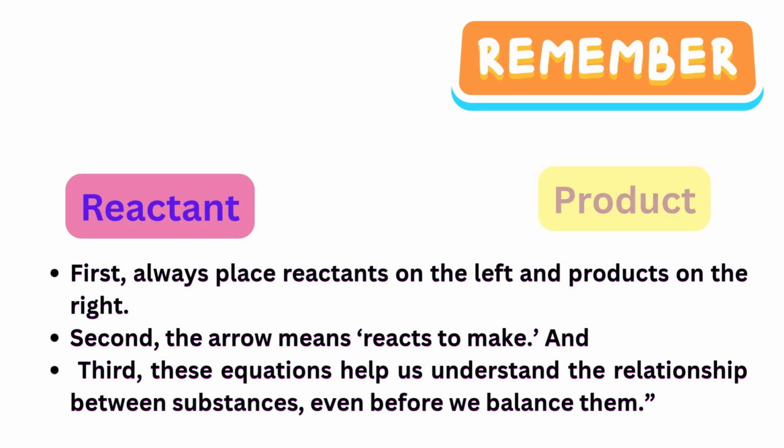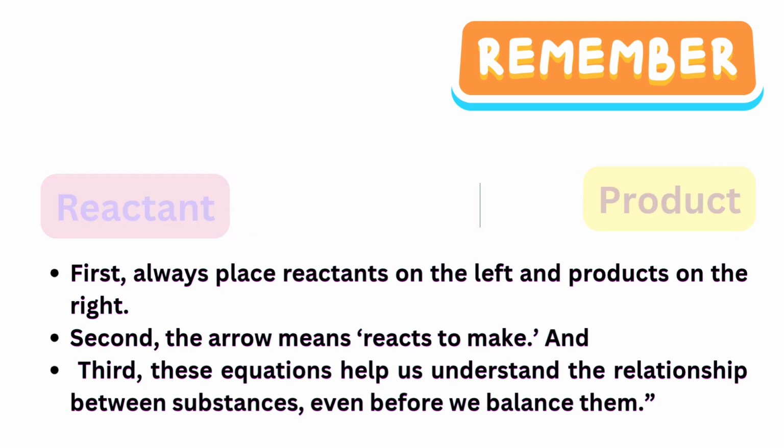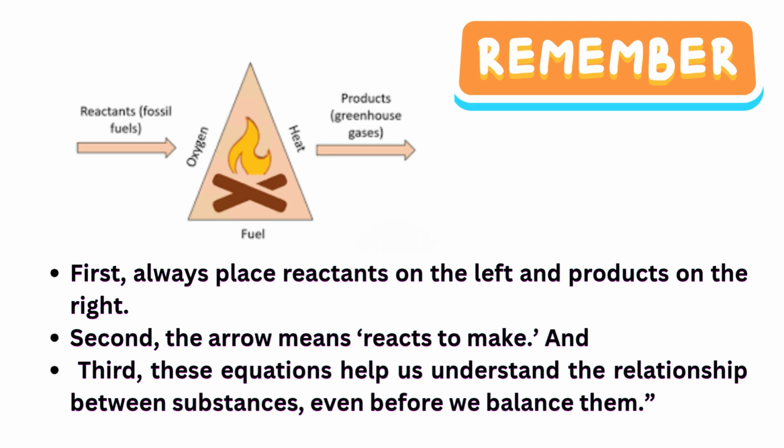Before we finish, remember these key points. First, always place the reactants on the left side and the products on the right. Second, the arrow means react to make. And third, this equation helps us understand the relationship between the substances even before we balance them.